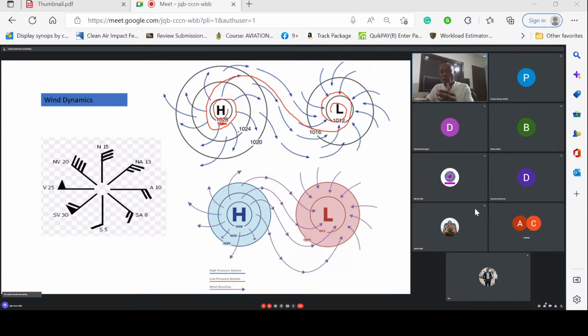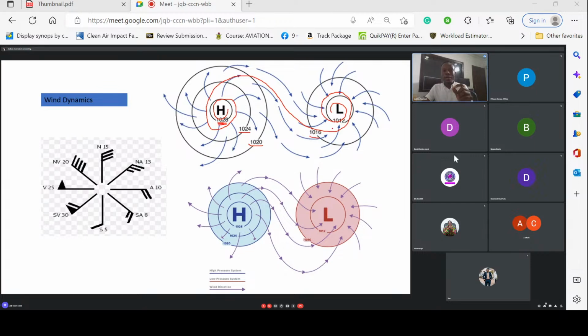As you move away, this is 1024, this is 1020. So the pressure is reducing as you move away. So it tells you the area is a high pressure area. If you come to the low pressure area, the center is 1012. As you move away from the center, pressure is increasing. So from 1012, you go to 1016. So it tells you the area is a low pressure area.